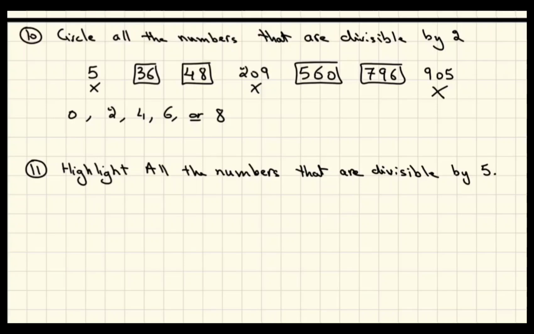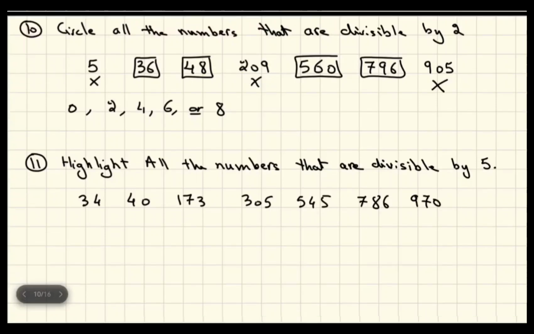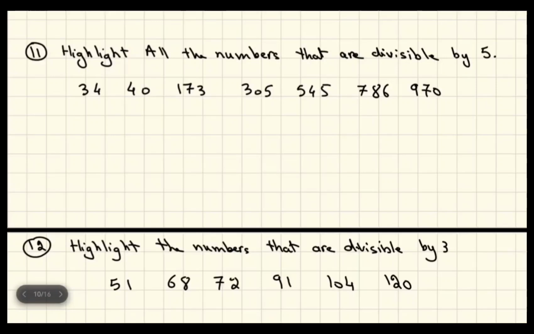Now, number 11. Highlight all the numbers that are divisible by 5. Whenever I'm talking about numbers that are divisible by 5, it's so easy to do them. Any number that is divisible by 5 is a number that has a 0 or 5 at the end. So in this question you have these numbers: 34, 40, 173, 305, 545, 786, and 970. So divisibility by 5, we have any number ending with 0 or 5, simply.